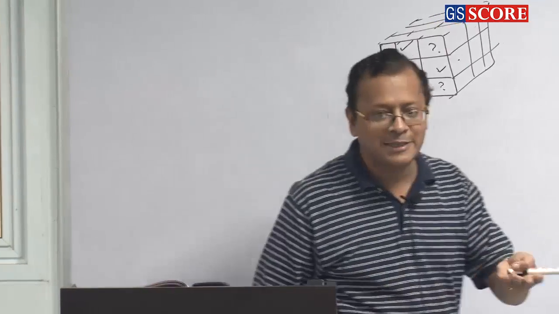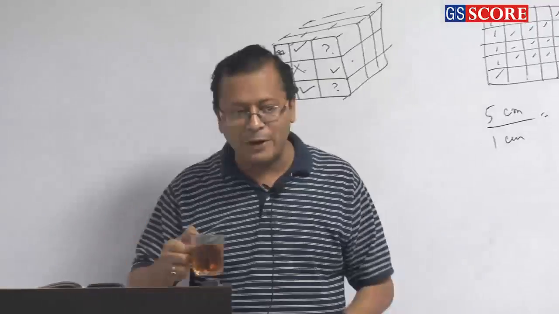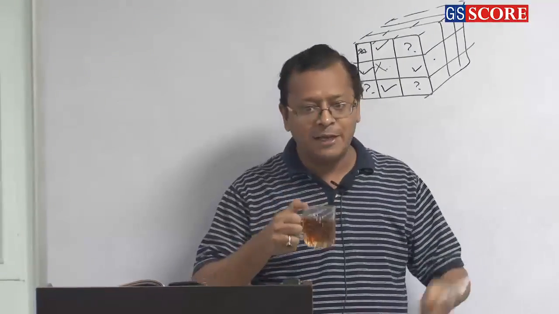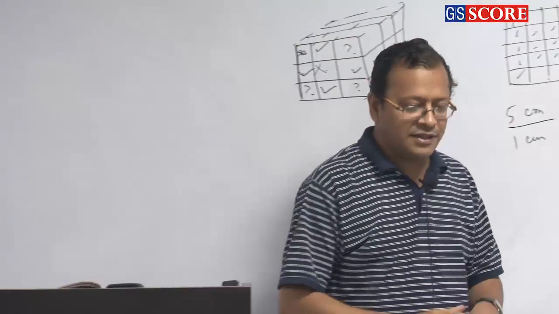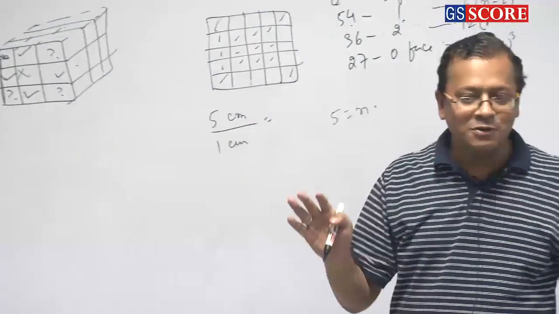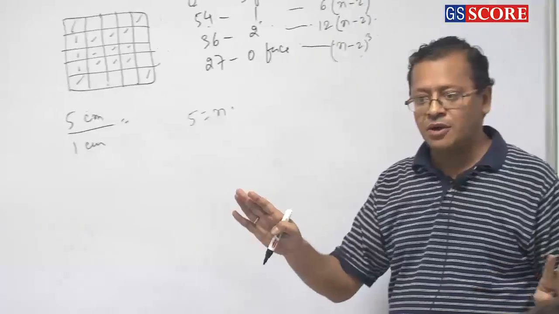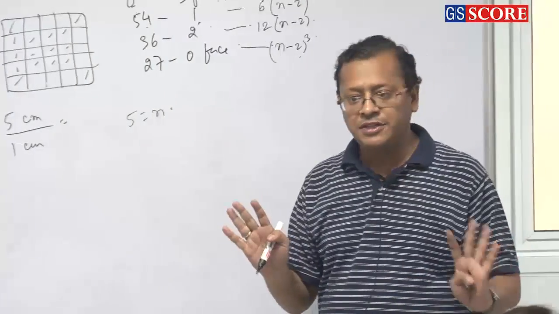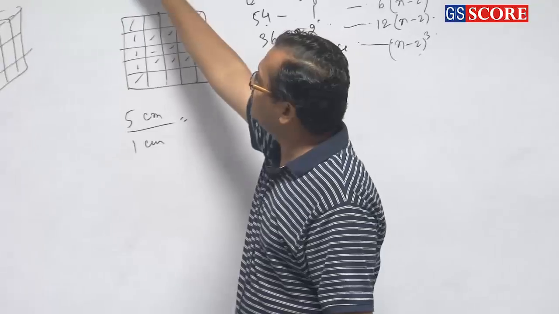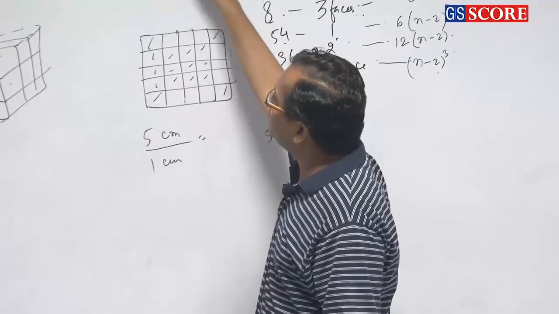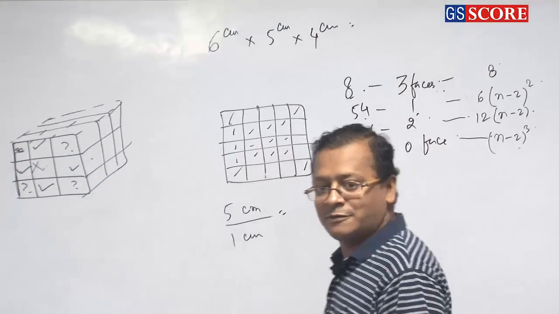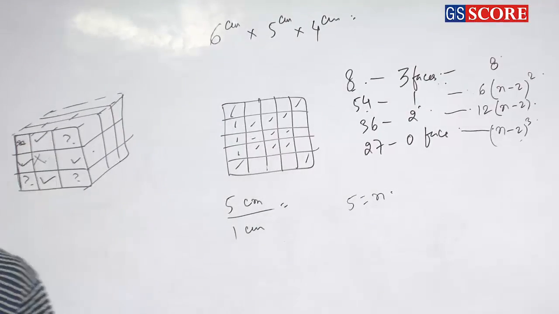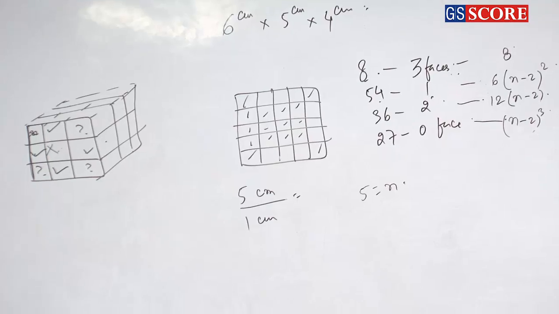Right. That's what I was exactly coming to. Now I change the situation and then I give you a question. Instead of a cube, this is a situation now, the room that we are in. It's a cuboid of 6 centimeter into 5 centimeter into 4 centimeter. Clear or not? Right?